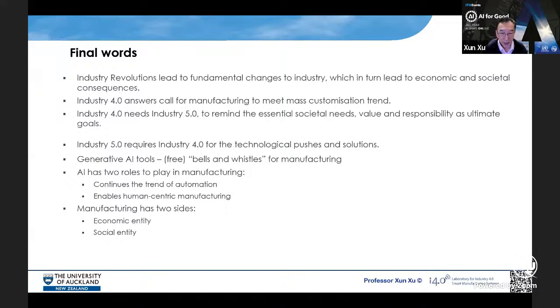Manufacturing has 2 sides. There's an economic side, it can be considered as an economic entity. That means it makes money, it makes products, it generates revenue. And it has a side of being a social, societal entity, as long as there are people in there, where we will have to consider the workers' well-being and the societal needs.